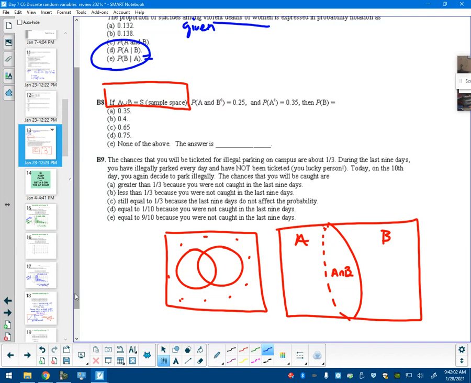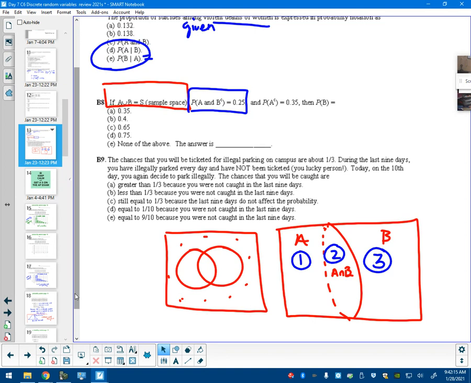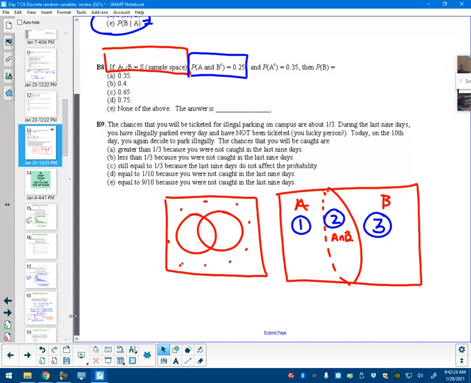All right, so it says A and not B is 25%. So we have three sections here: Section 1, Section 2, Section 3. So where is A and not B? Is it Section 1, 2, or 3? And I'm asking Val. Can you repeat the question, please? Yes. A and not B is 0.25. Is that Section 1, 2, or 3? That's section 3.